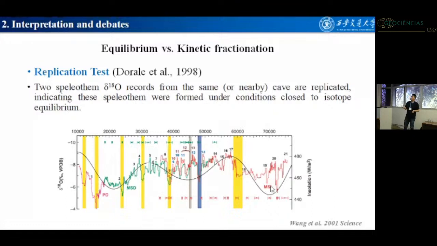such as these two stalagmite records from Hulu Cave, MSD, the green curve, and MSL, the red curve. We can see that during the overlapping period, they are very consistent. So it means both stalagmites grew under conditions close to isotope equilibrium.